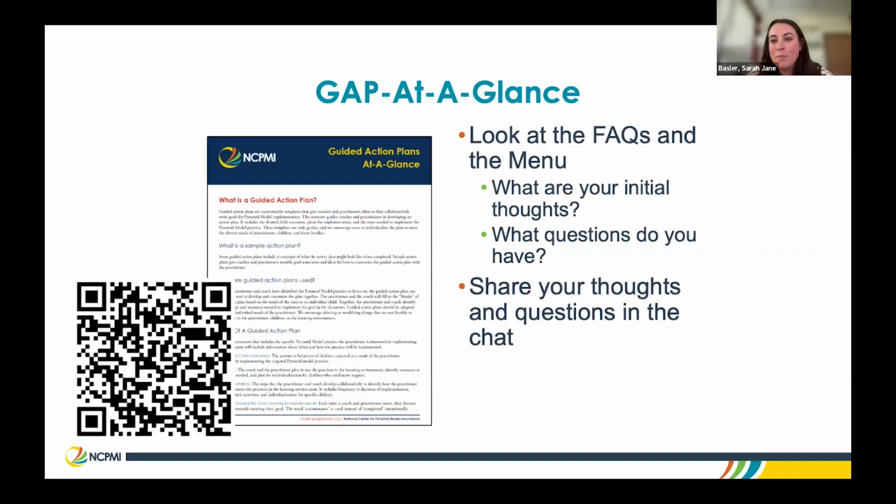So I wanted to open it up to you guys to think about if you had a chance to pull up the At a Glance or some of the samples. What are your initial thoughts? What are some of the questions that you have about these forms? And we'll try to take some time to answer those for you. So you can use the chat.